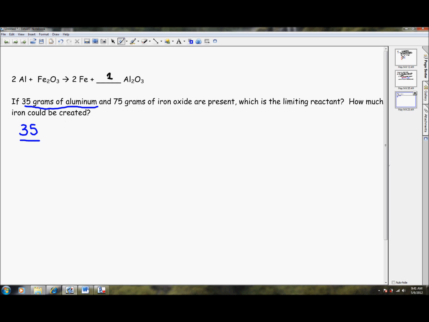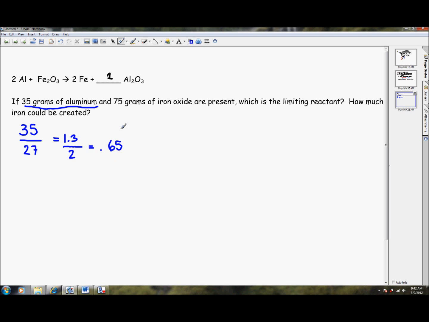Okay, so remember our first D is dividing by the molar mass of aluminum, which is about 27. Now I am rounding a little bit since I don't have my periodic table handy. So 35 divided by 27 is about 1.2, about 1.3. Remember my second D is the coefficient from the aluminum, which is 2. That's about 0.65.